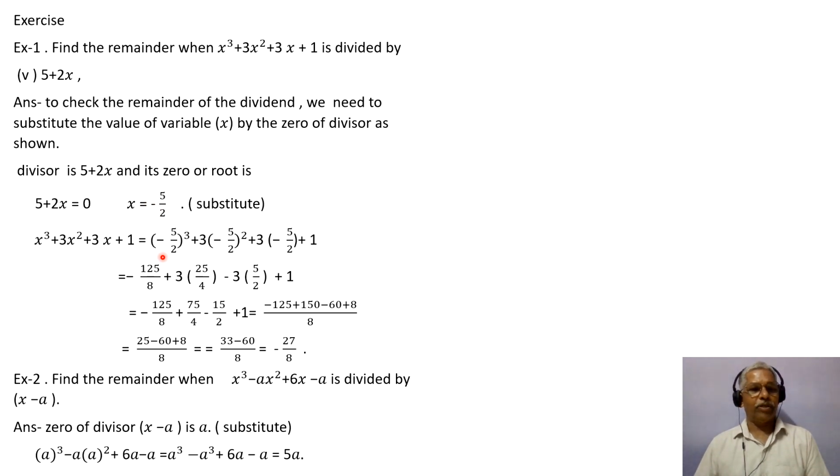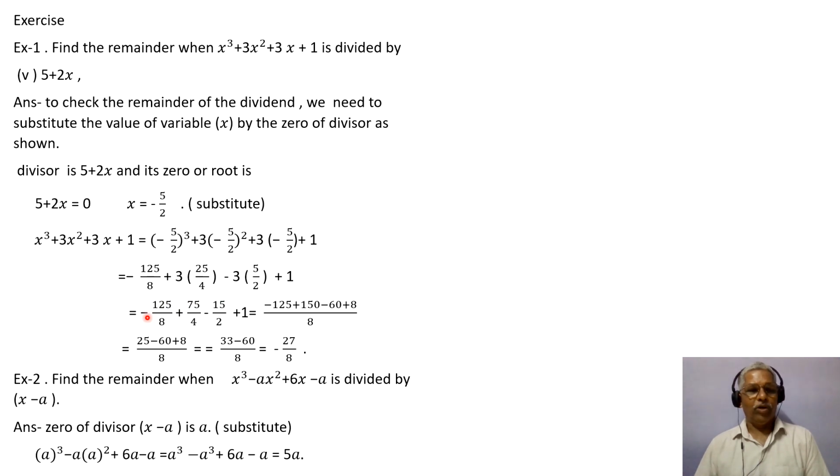Okay, substitute. This is copied down here. It is minus 5 upon 2 whole cube plus 3 into minus 5 upon 2 square plus 3 into minus 5 upon 2 plus 1. So this is 125 upon 8 with minus sign, plus 3 into 25 upon 4, plus sign, minus here, so 3 into 5 upon 2, plus 1.